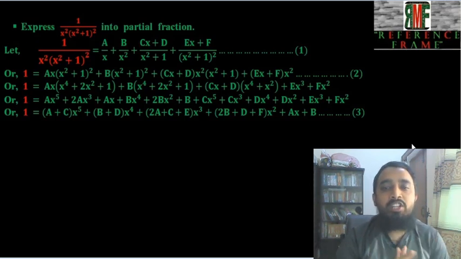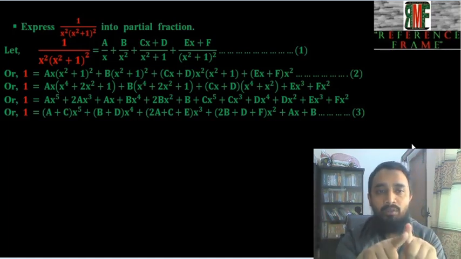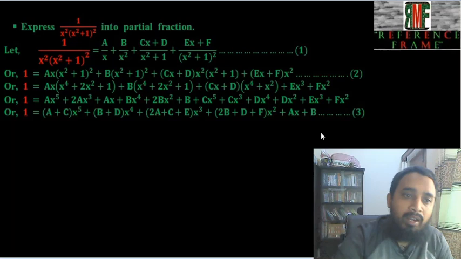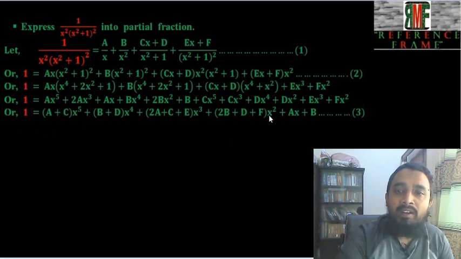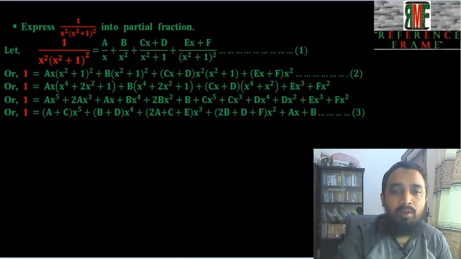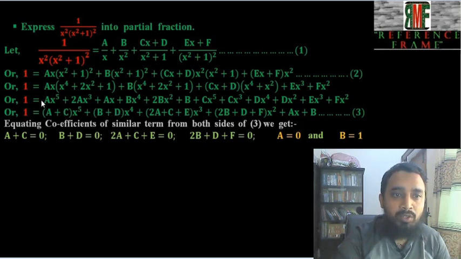Now we just need to equalize the coefficients from both sides of equation 3. Again, there is only a constant term 1 on the left hand side. That means all the coefficients on the right hand side related to x will be 0. So by equalizing the coefficients from both sides, we have a plus c equals 0, b plus d equals 0, twice a plus c equals 0, and twice b plus d plus f equals 0.